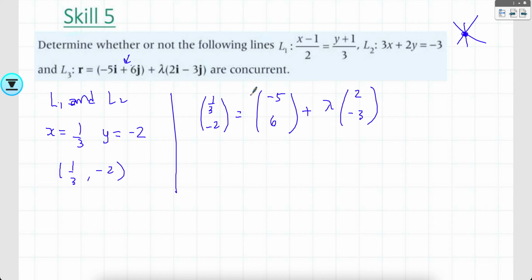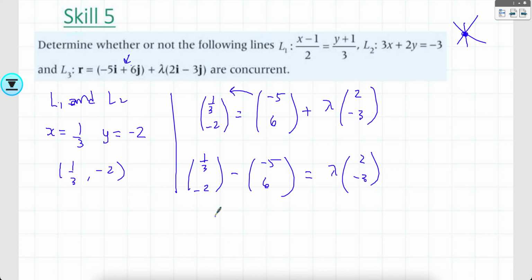Or you can simplify this by moving this to the other side. These are not matrices, by the way, so you can move them as such. Think of them in component form. It's easier to see how the subtraction works. And then 2 minus 3. So you end up with (16 over 3, -8) equals lambda (2, -3). And then you solve for lambda.